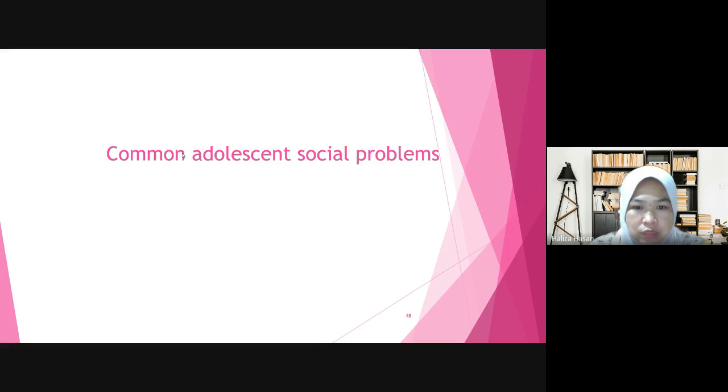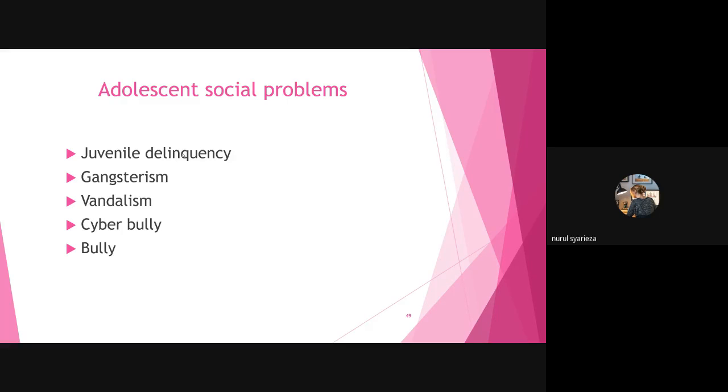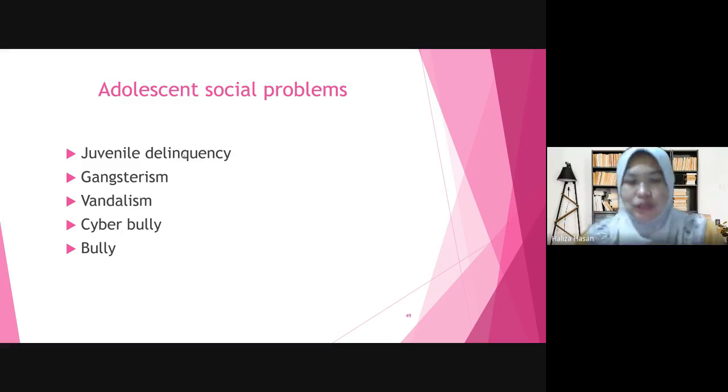For common adolescent social problems: juvenile delinquency, gangsterism, vandalism, cyberbullying and bullying. I think you have an assignment to do, a video presentation, right? Yes. Okay, so these are examples that maybe you can take for your assignment.